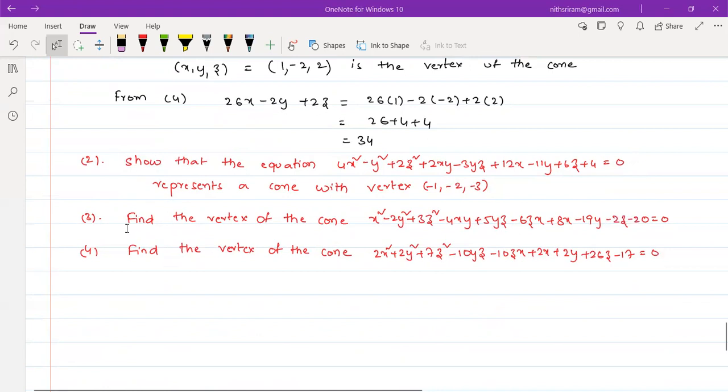Okay, and the third and fourth problems are very direct problems. We have to find the vertex only, so we have to solve these two problems. So those are the three problems.